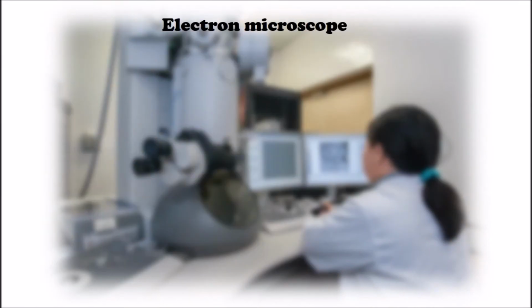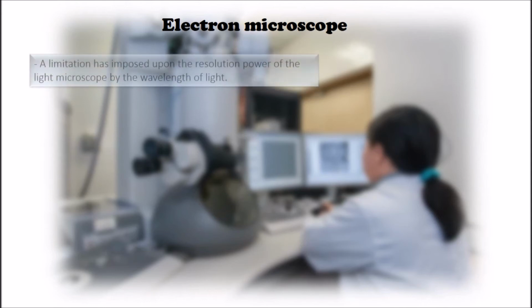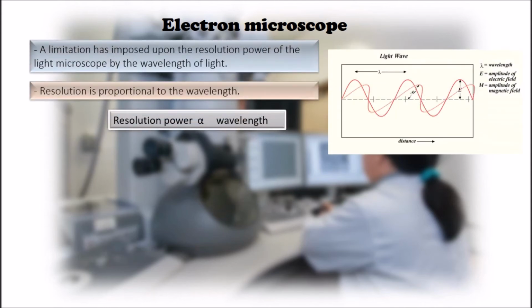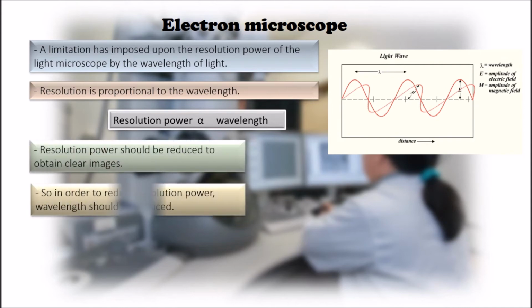Electron microscope. It is another type of microscope. A limitation has been imposed upon the resolution power of the light microscope by the wavelength of light. Resolution power should be reduced to obtain clear images. Resolution power is proportional to the wavelength. So, in order to reduce resolution power, wavelength should be reduced.